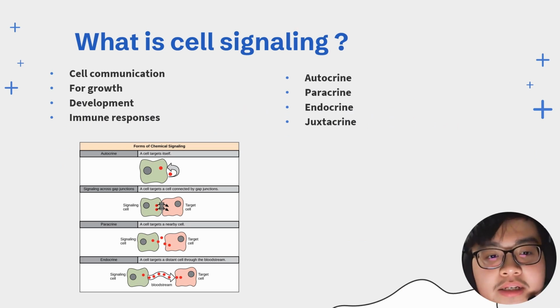What is cell signaling? Cell signaling is a process where cells interact with one another and react to outside stimuli. It also controls a variety of biological processes such as immunological response, growth, development, and homeostasis. There are four examples of cell signaling, which are autocrine, paracrine, endocrine, and juxtacrine signaling.